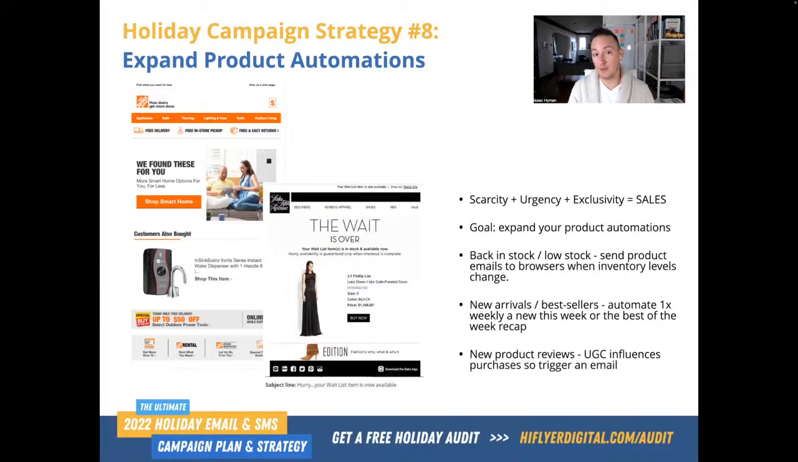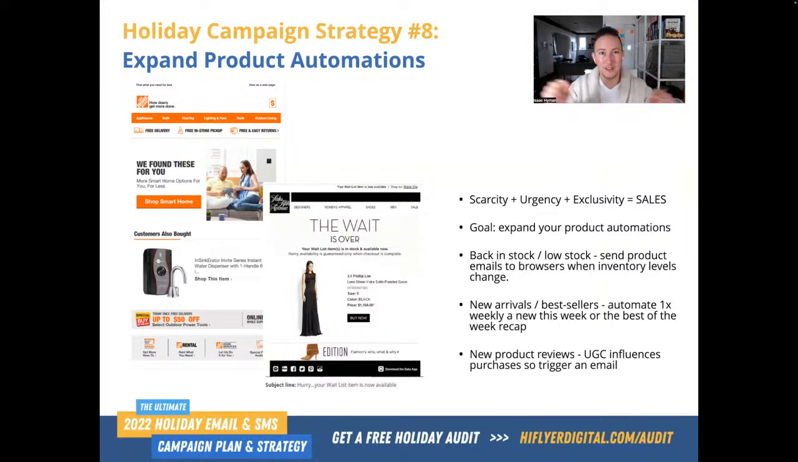You can also do product automations around reviews, right? Which is like, hey, user generated content influences purchases. So trigger an email when a new review is left, when a new video review is left, right? This works great for really high margin items and items that you spend a lot of money on. But that's a great way to trigger out new product automations based around all your products pretty much.